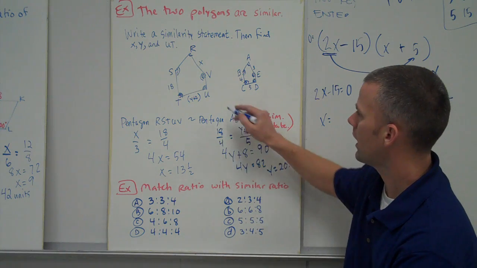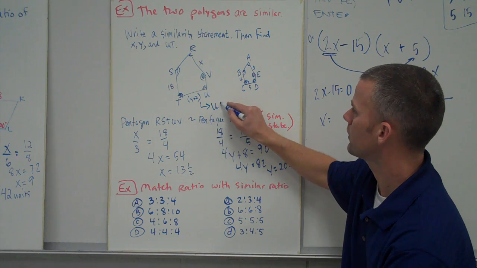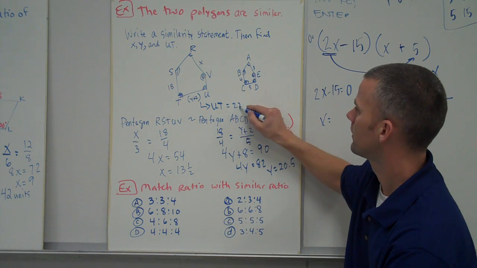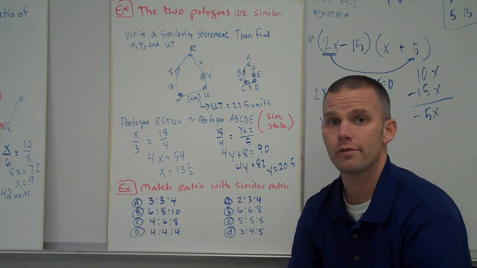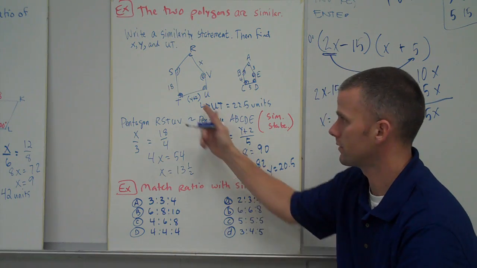So now that I know the value of y, I know that segment UT is 22 and a half units long. Just take your answer and substitute in.